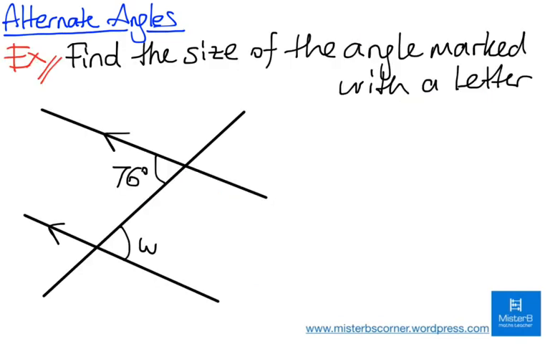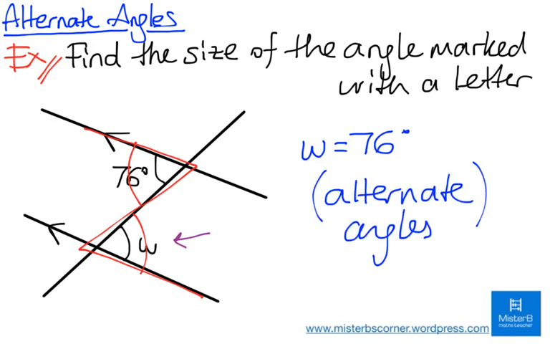Let's look at this example. Now it says find the size of the angle marked with the letter, meaning W here, right? So we're going to go like, well, this is a Z shape. So the angles in between the Z must be congruent. So I can say confidently that W is equal to 76 degrees, and the reason is alternate angles. You have to give these two pieces of information while answering these sorts of questions.